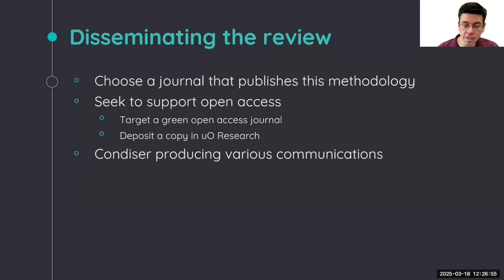If not, maybe seek another opportunity elsewhere that might be more prone to publish scoping reviews. You can also try to seek out open access opportunities. So this isn't a presentation on open access, but as a librarian, we want to make sure that you know a bit about open access. You can target green open access journals or hybrid journals that have open access options.